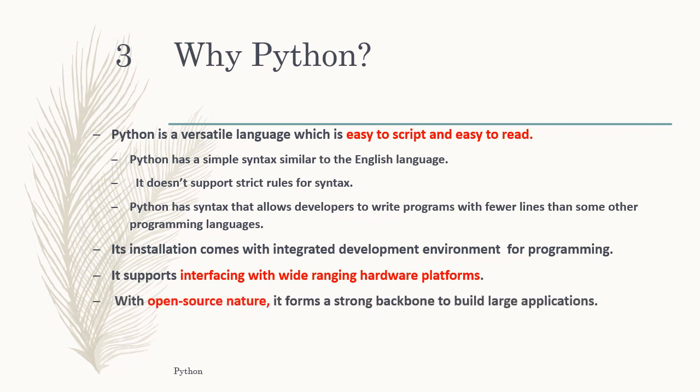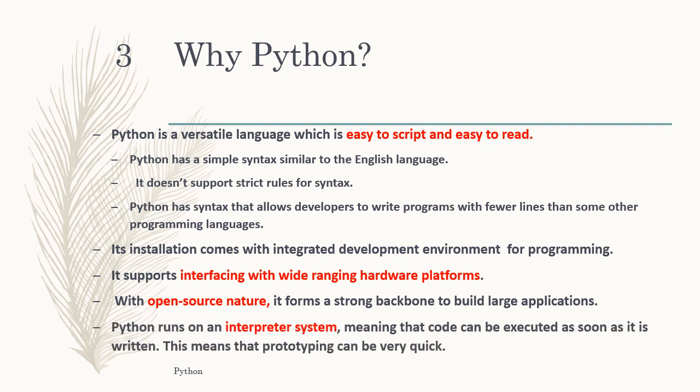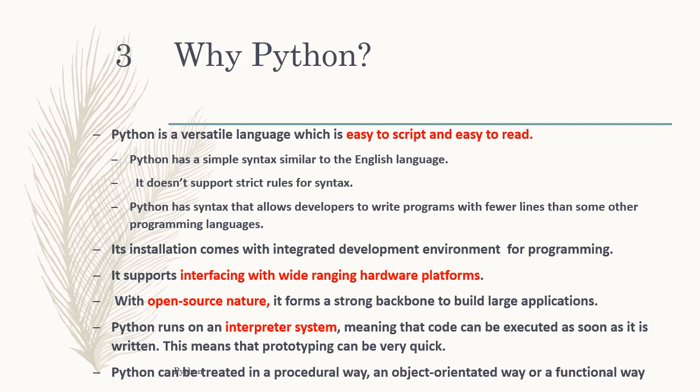With its open source nature, it forms a strong backbone to build large applications. Python runs on an interpreter system, meaning that code can be executed as soon as it is written. This means that prototyping can be done very quickly. Python can be treated in a procedural way, as well as an object-oriented way, or in a functional way.